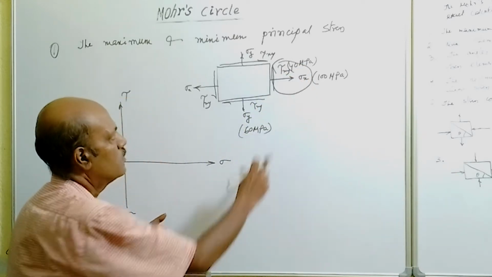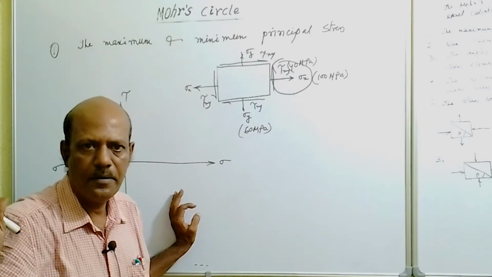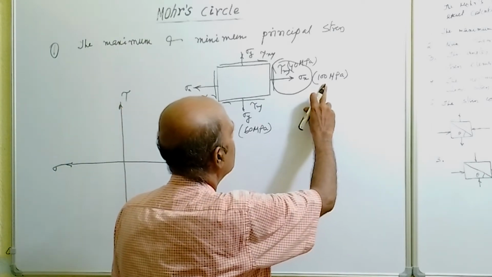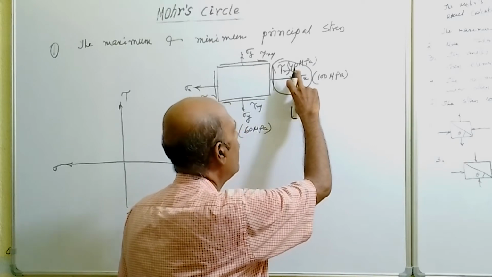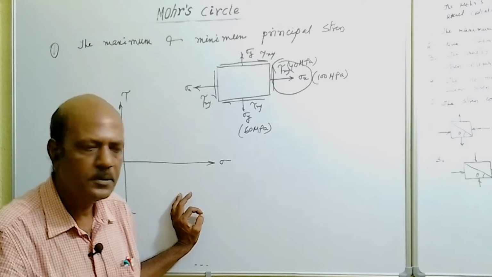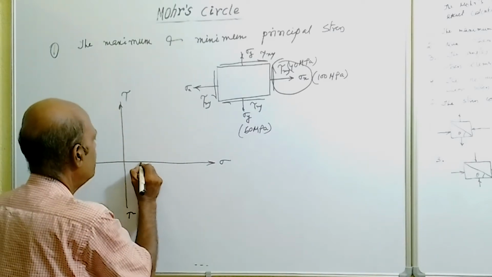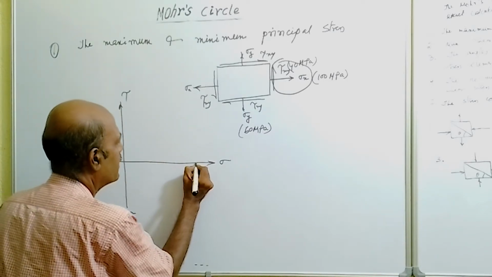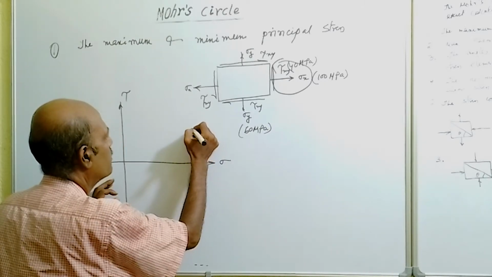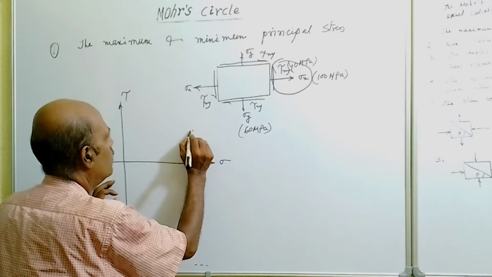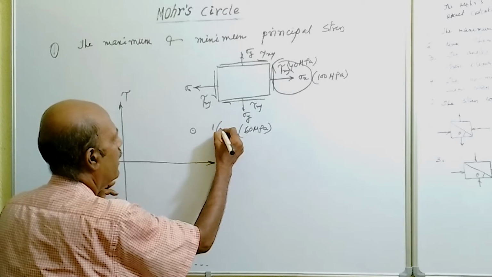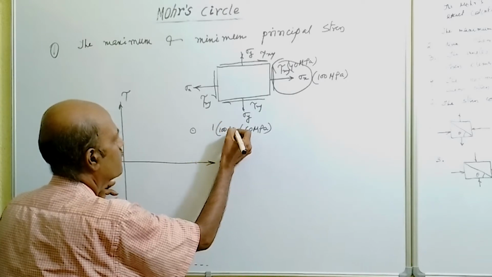Now the x face point, that is the stresses acting on the x face: 100 megapascal tensile, that is positive, and 40 megapascal in anti-clockwise sense, that is also positive. Using a scale, say this one indicates 100 megapascal and 40 megapascal. On the positive side, say this one is 40 megapascal. So we get the first point, that is 100, 40.